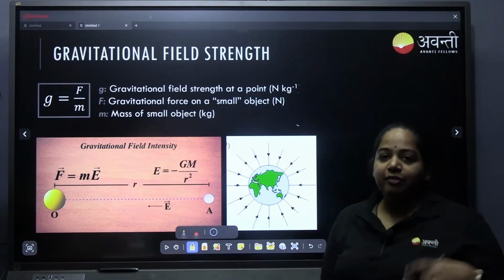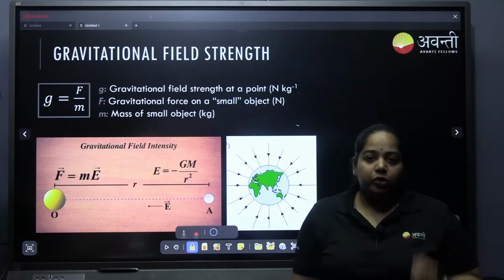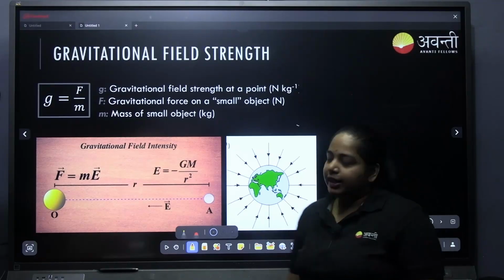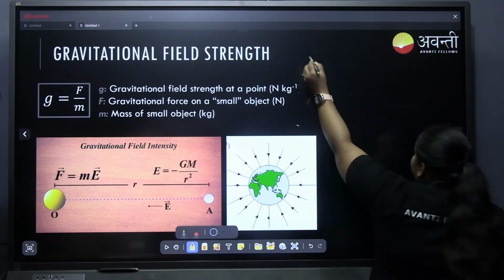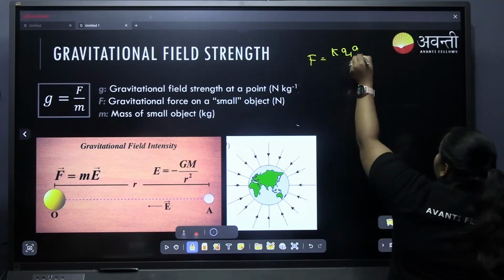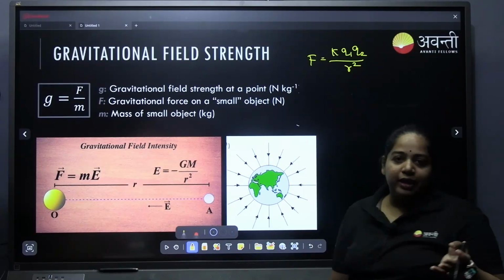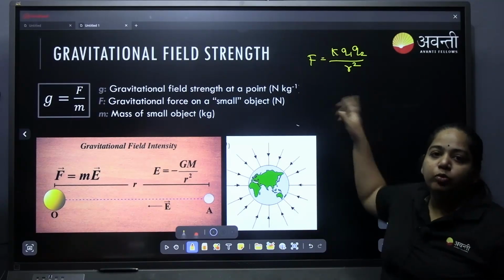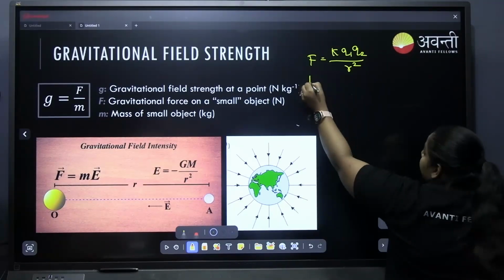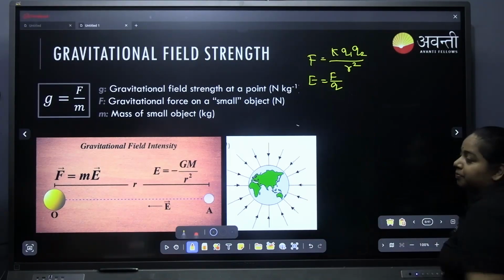Coming to gravitational field. As we already studied electrostatics, gravitation is going to be easy for you because most of these concepts you can connect with electrostatics. In electrostatics, our force equation is equal to K Q1 Q2 by R square. We can see the similarity, right? Here it is G M1 M2 by R square. By that comparison, you know that electric field is equal to force by charge.